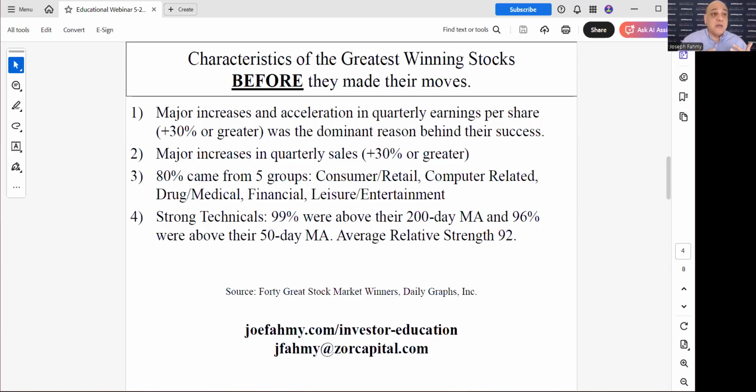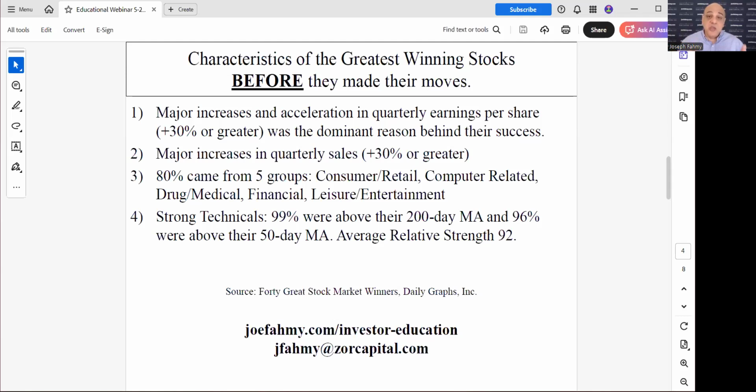With the bowling and pool boom in the 60s, Brunswick did well. Sometimes it's a fad or a new form of leisure and entertainment where the stock can do well. And then strong technicals again. I'm stressing that before they became big winners, 99% were above the 200-day, 96% were already above the 50-day.